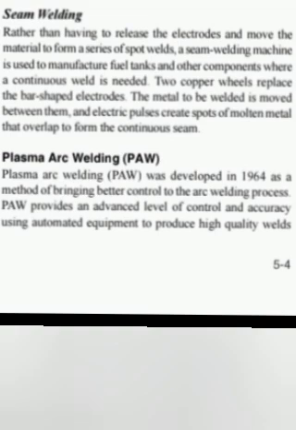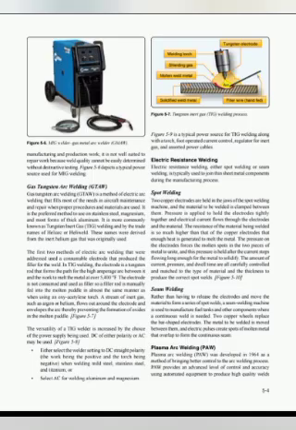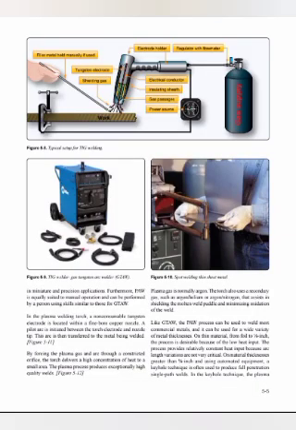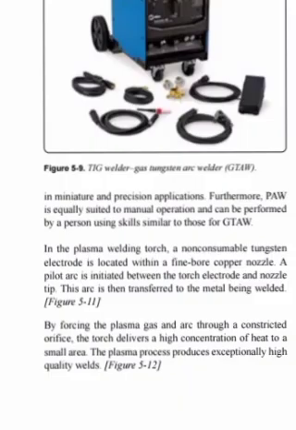Plasma arc welding. Plasma arc welding was developed in 1964 as a method of bringing better control to the arc welding process. Plasma arc welding provides an advanced level of control and accuracy using automated equipment to produce high-quality welds. In miniature and precision applications, furthermore, plasma arc welding is equally suited to manual operation and can be performed by a person using skills similar to those for gas tungsten arc welding.